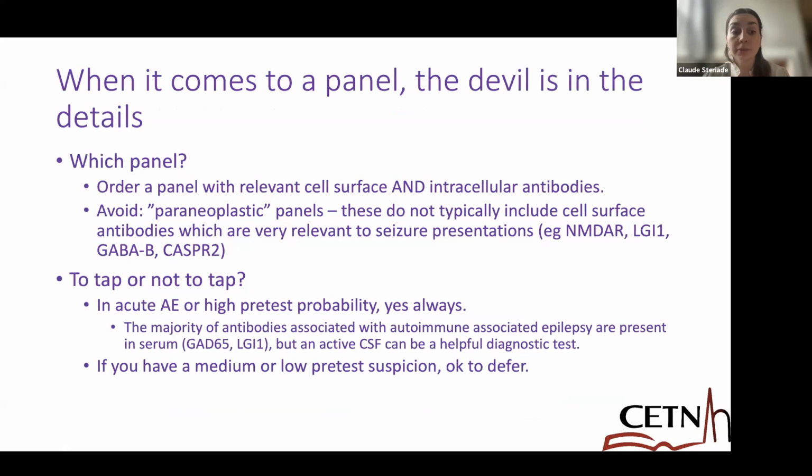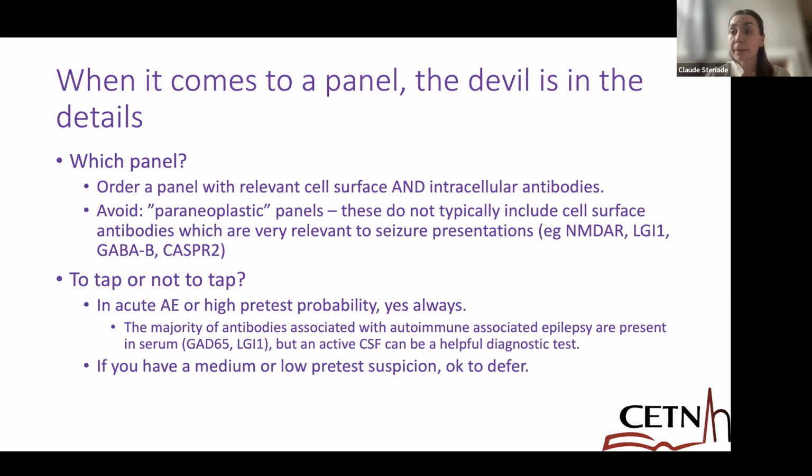And, in terms of ordering the panel, I always tell trainees, and I think that's true anywhere, that the devil is in the details. And I often see patients showing up in my clinics who were worked up in another institution where it says antibody panel negative, but when you actually look, all that was sent was a, quote, paraneoplastic panel, which didn't include any of the cell surface antibodies. Thankfully, that's becoming less and less common. But you want to make sure that when you're ordering your panel, all of the relevant antibodies are included, and specifically when you're looking at a patient with seizures, you want to make sure to include an NMDA, LGI1, GABA B, and the Caspr2.